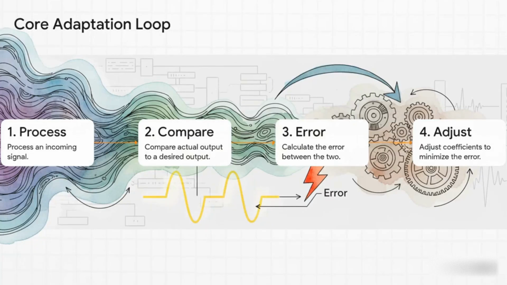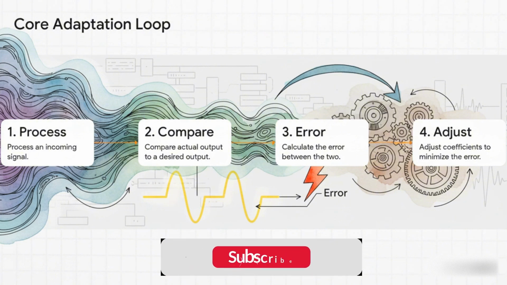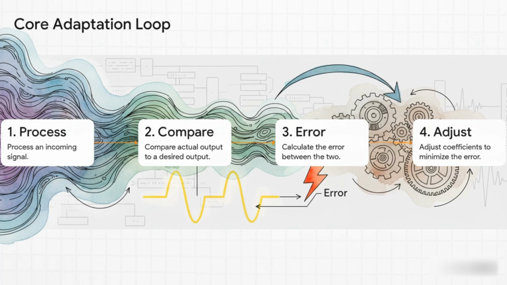And what's really cool about this process is how elegant it is, at least in theory. It's this constant loop. First, it processes the incoming signal. Then it compares its own output to what a perfectly clean, desired signal should look like. Step 3, it calculates the difference between those two. That's what we call the error. And finally, step 4, it adjusts its internal knobs to make that error smaller. The filter's entire goal, its whole reason for being, is to get that error as close to zero as possible. That's what engineers call minimizing the mean square error.